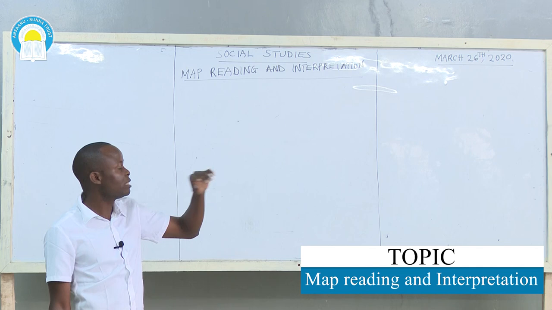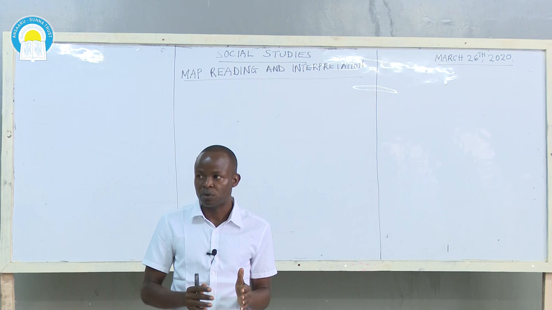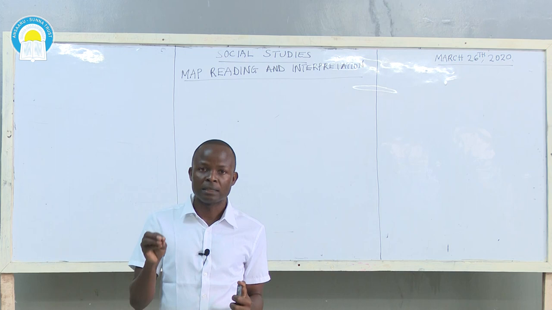In a social studies paper, for those who are preparing for KCPE this year, you'll find that there are 7 questions that you are supposed to answer from a map that you'll be provided with on the second page of the social studies paper.